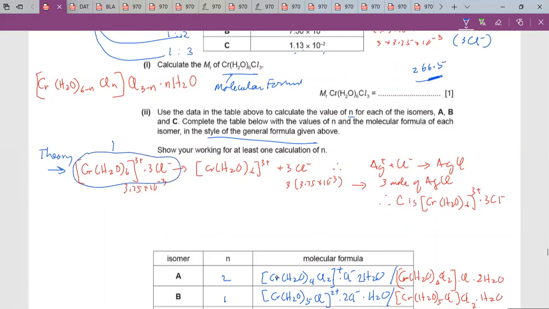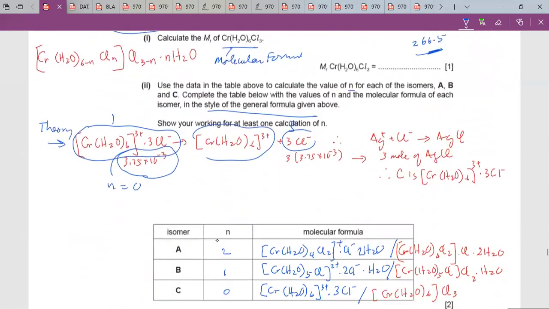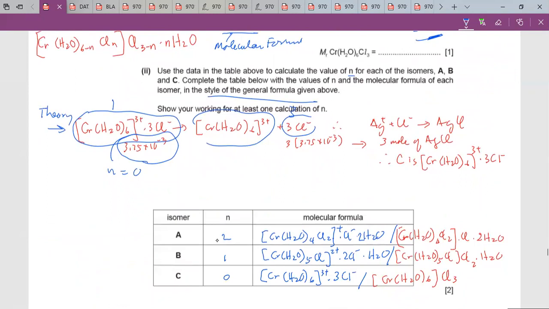One mole of this whole molecular formula, when dissolved in water, gives you one mole of this complex ion and 3 moles of Cl minus. So if I start with 3.75 times 10 to the power minus 3 moles of this one, and it gives 3 moles, that means n equals 0, isn't it? Because I have to calculate n, so n equals 0. It means all the 3 Cl minus come out. So 1 mole gives you 3 moles.